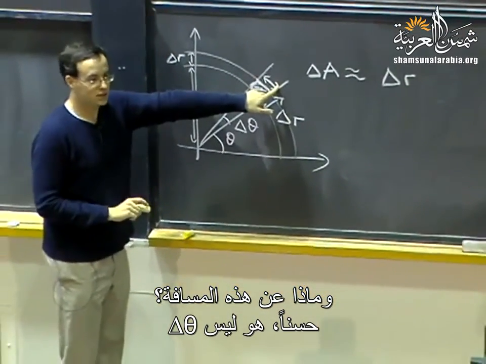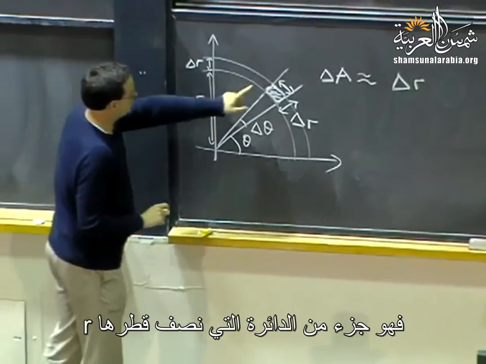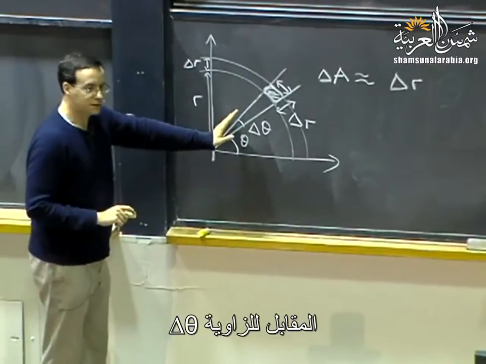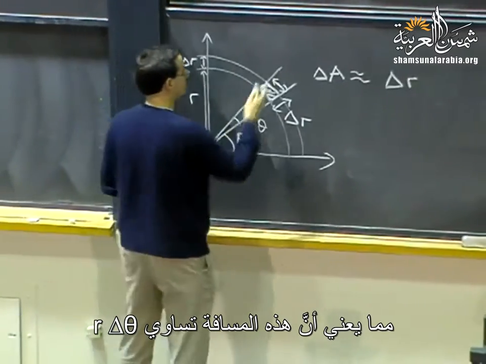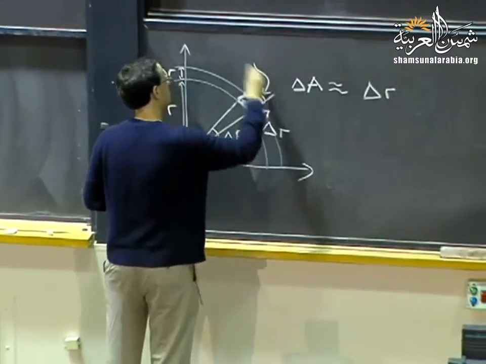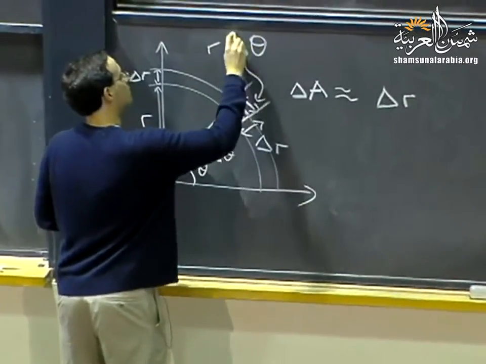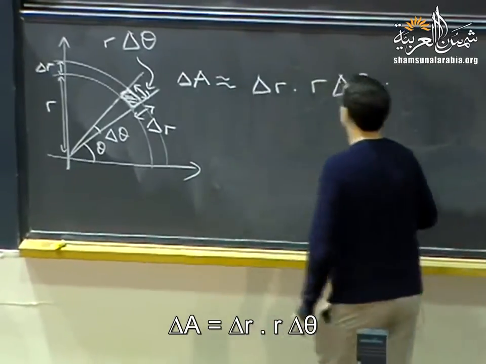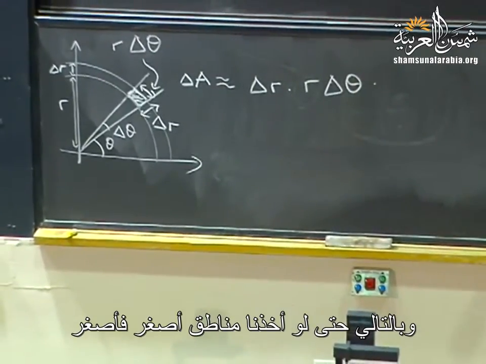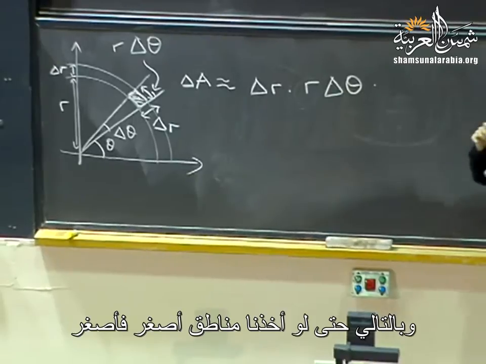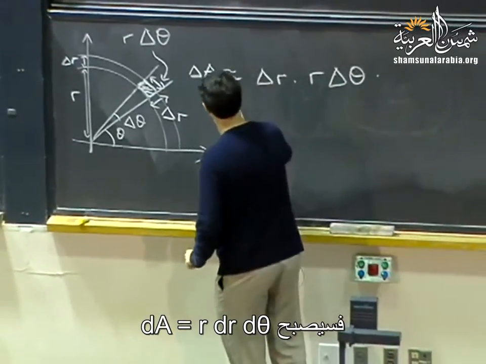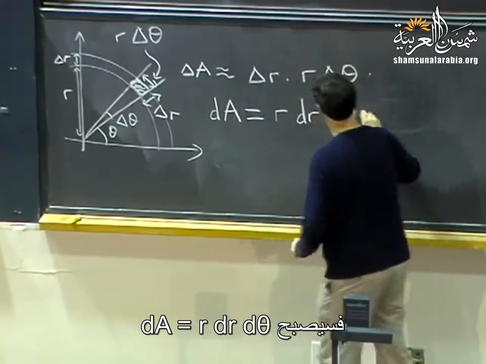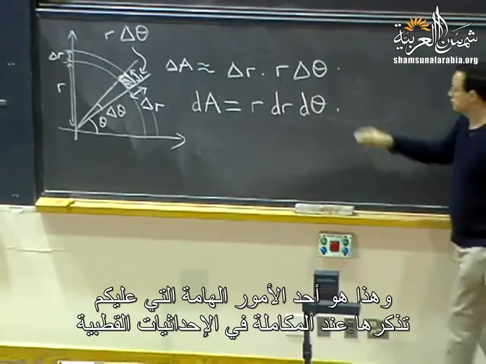But what about that length? Well, it's not delta theta. It's something slightly different. It's a piece of a circle of radius r corresponding to angle delta theta. So it's r delta theta. So times r delta theta. That means even if we shrink things and take smaller and smaller regions, dA is going to be r dr d theta. So that's the important thing to remember.